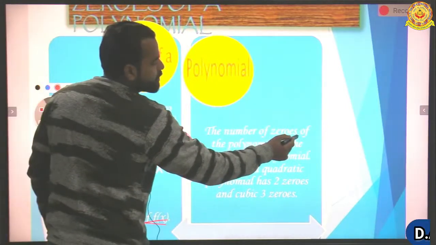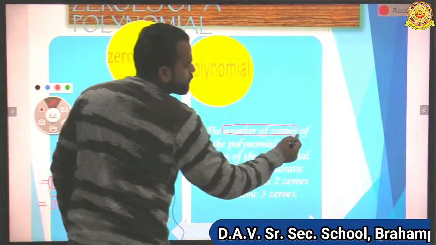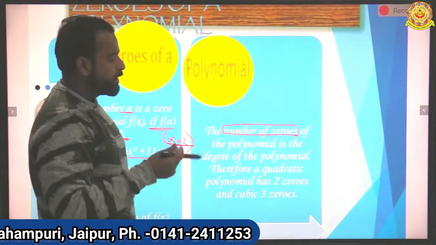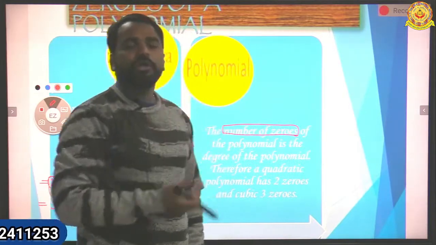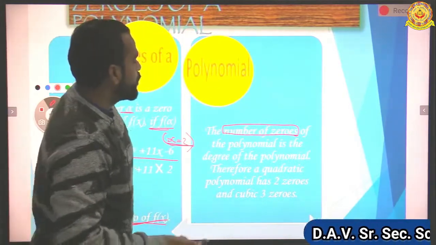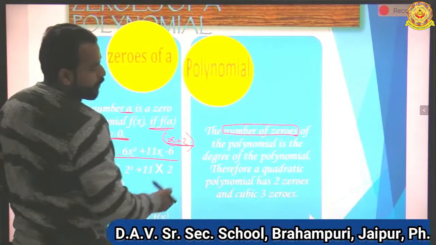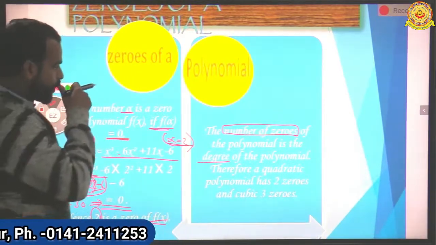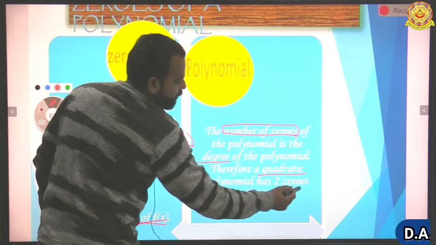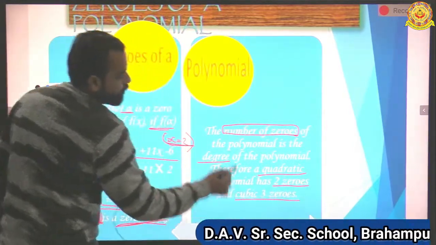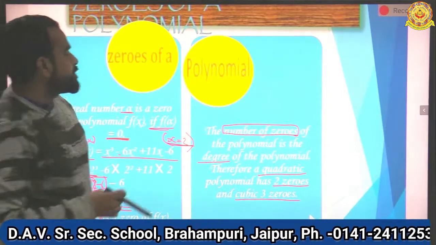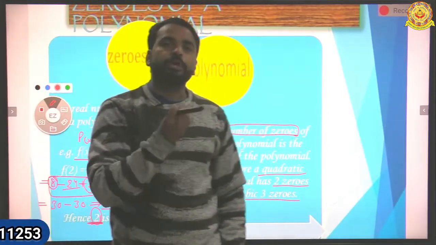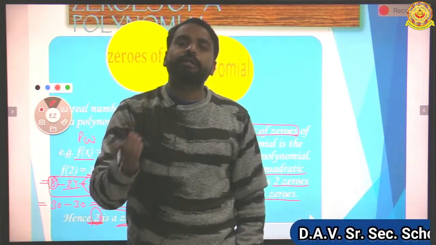The number of zeros a particular equation has depends on the type of equation or polynomial. By the degree of the polynomial, the number of the zeros of the polynomial is the degree of the polynomial. Therefore, a quadratic polynomial has 2 zeros and a cubic polynomial has 3 zeros. That simply means how many zeros are possible for a particular polynomial depends on the degree of the polynomial.